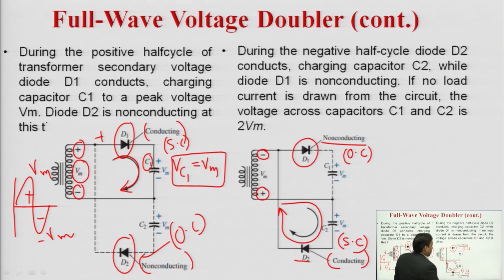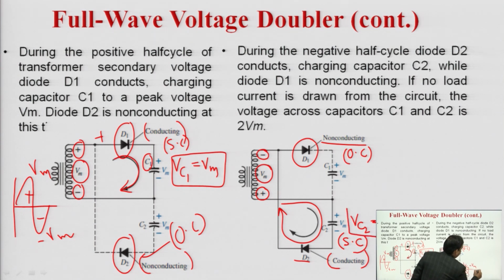So this is Vc2, which is nothing but equal to Vm. So both the capacitors are charged to the maximum value of the AC signal applied, which is Vm.